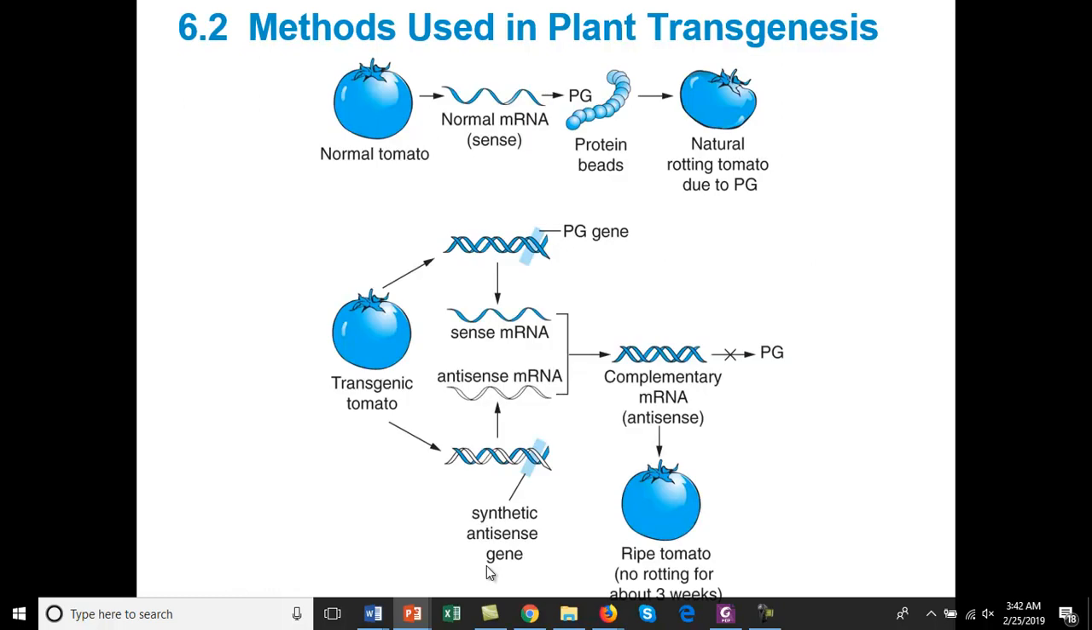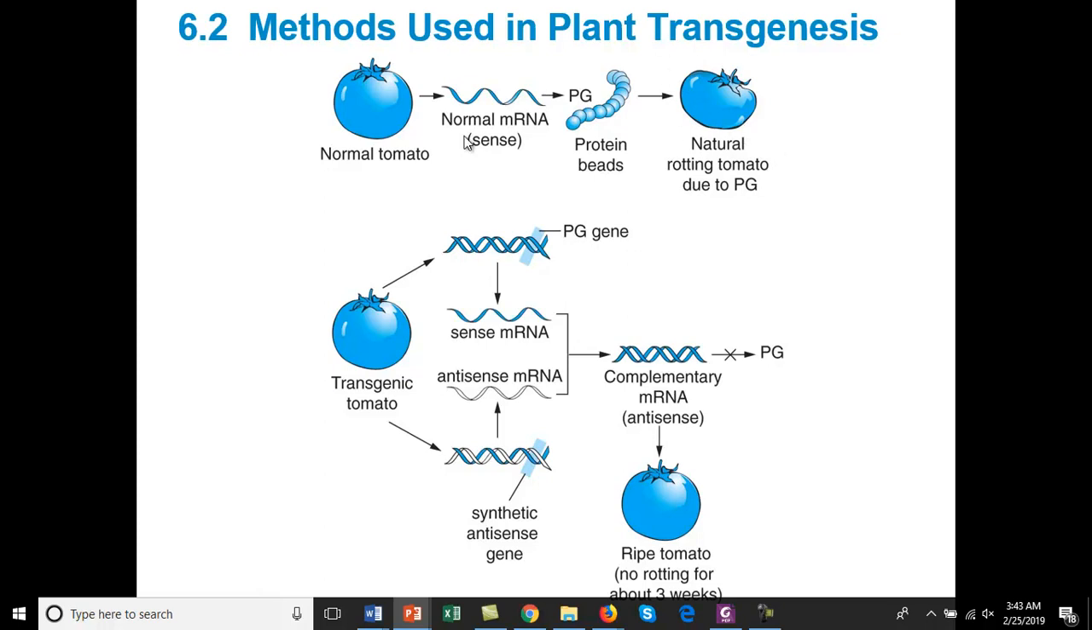And here what was done, and this is a confusing slide because it looks like PG is a caterpillar, doesn't it? Okay. So in a normal tomato, you have normal messenger RNA. This is sense. That makes polygalacturonase. Okay, this ripens the tomato, and then naturally it rots over a period of time. Polygalacturonase accumulates, it breaks down pectin, and that causes the tomato to rot.